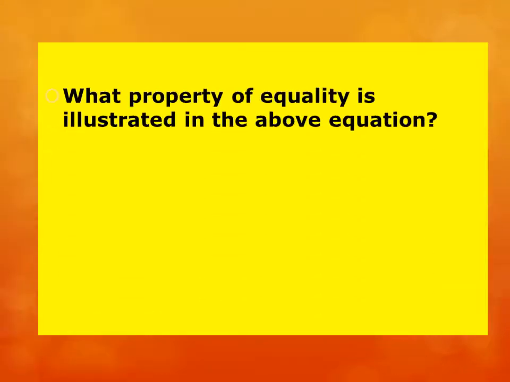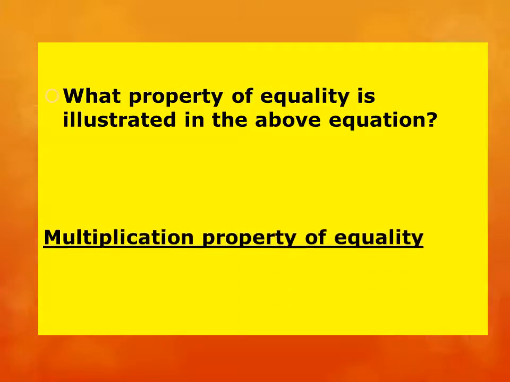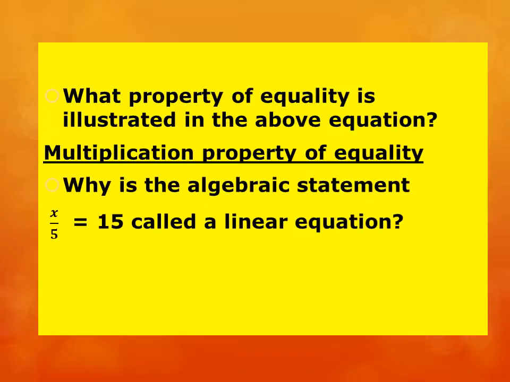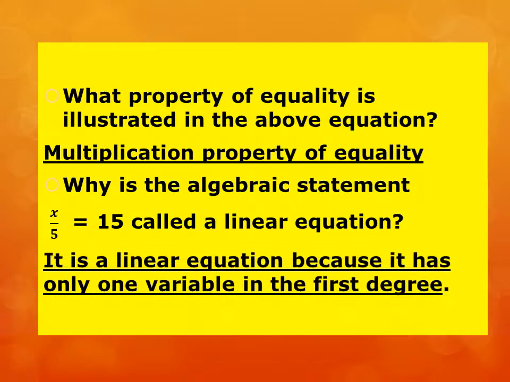So what property of equality is illustrated in the above equation? We have multiplication property of equality since we multiply both sides of the equation by 5. Why is the algebraic statement x divided by 5 is equal to 15 called a linear equation? It is a linear equation because it has only one variable in the first degree.